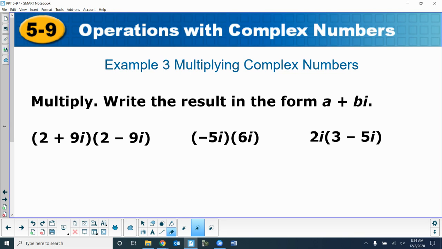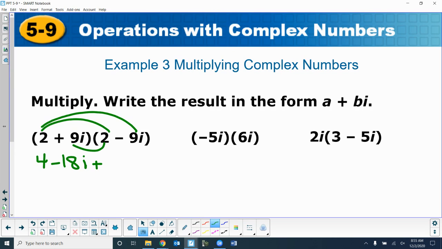Okay? So first, for outside negative 18i, inside positive 18i, and they're going to go away, right? Every time that's going to happen when you're multiplying complex conjugates. And then last is negative 81, 9 times 9, i times i is i squared. So what happens to the negative 81 becomes positive. So it's 4 plus 81, which is 85.